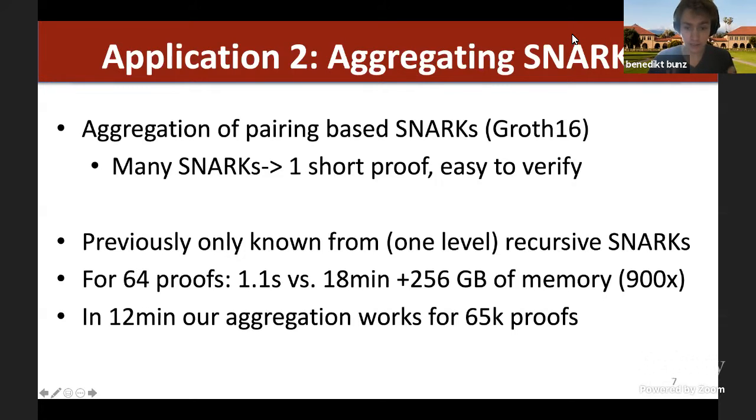So this is a 900x speedup. After 64 proofs, the one-level recursion approach unfortunately runs out of memory, our machine ran out of memory. We didn't have a big enough machine, but we ran our aggregation protocol further, and we can see that in less time, in 12 minutes, we can aggregate 65,000 proofs. So 1,000 times more proofs in less time. So this shows you the very concrete efficiency gains from using the protocol.